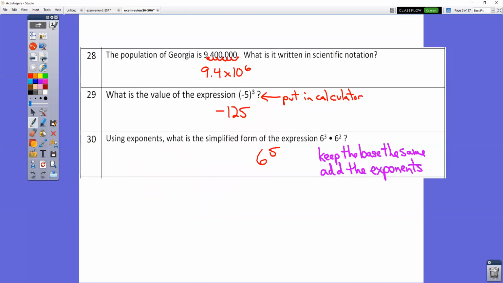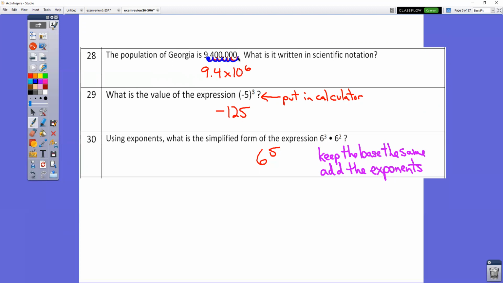In question number 28, population of Georgia is 9.4 million. Put a decimal point after the first non-zero number, so in between the 9 and the 4. Write that number down in front of the times 10. 1, 2, 3, 4, 5, 6 places to get to the end, so it's times 10 to the 6th power.